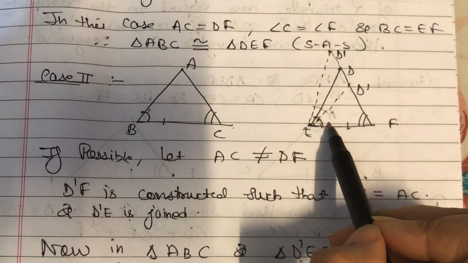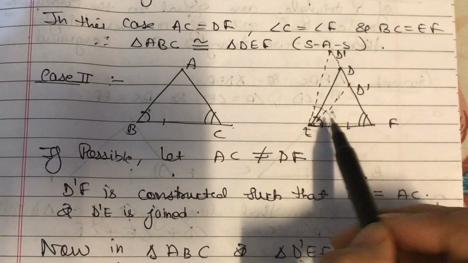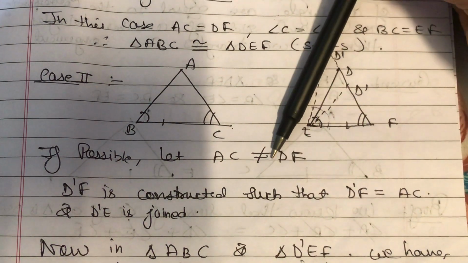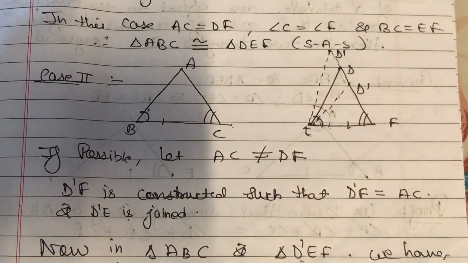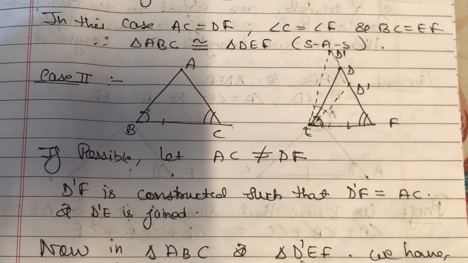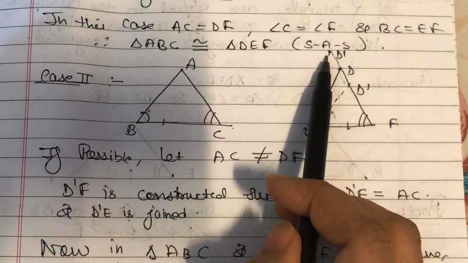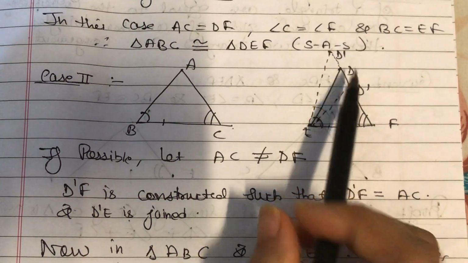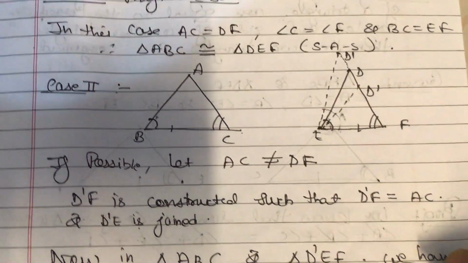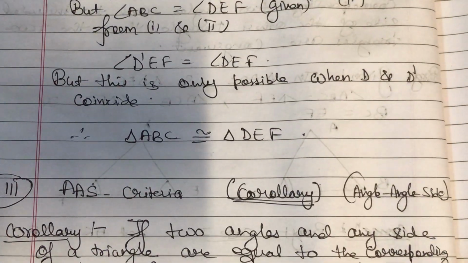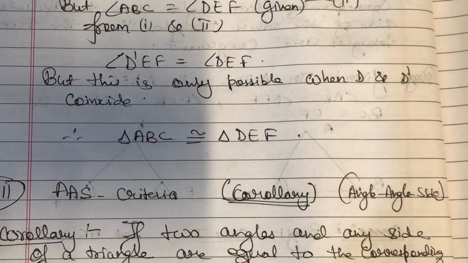And this angle is equal to this angle only possible if your D dash will coincide with D. So our assumption is wrong, and this is only possible when D dash lies on D. Therefore, the two triangles are congruent. So that was the second one.